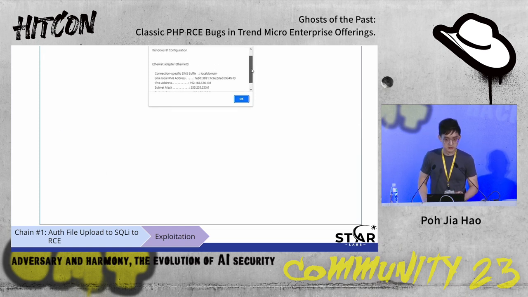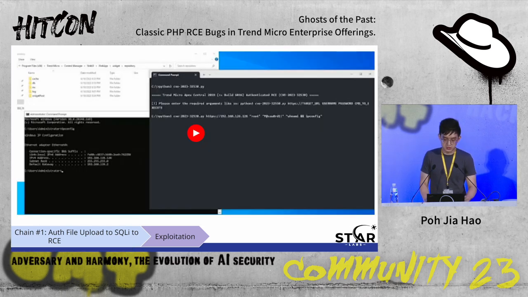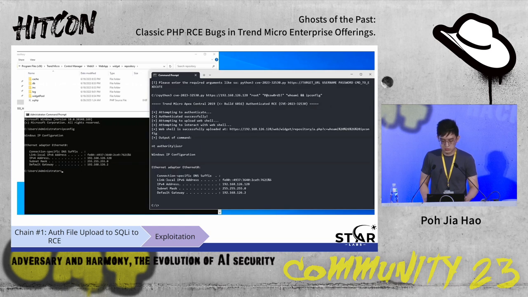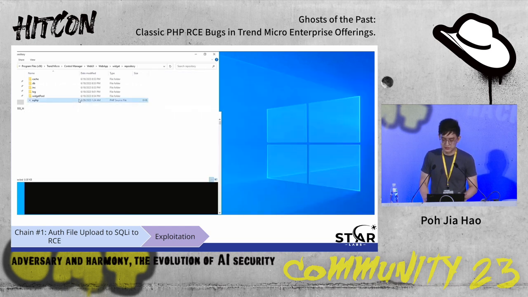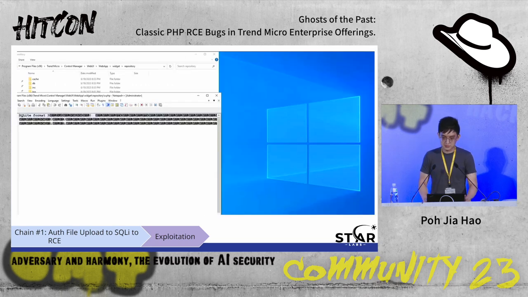So as you can see, the web shell has been created in the directory, and the RCE has been achieved. Of course, if you somehow got hold of valid credentials, even for a low privilege user, you can exploit these vulnerabilities to achieve RCE as well. So we will likely publish the POC for this after the conference, after some clearance, along with the slides itself.